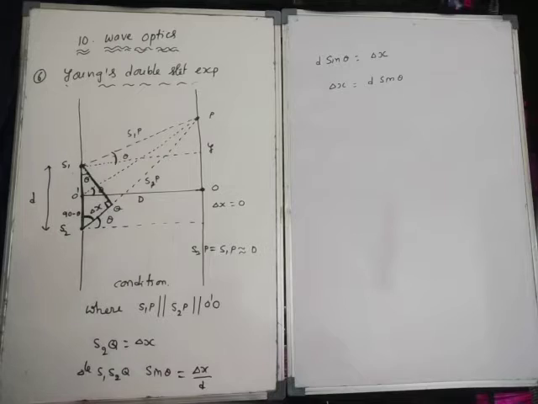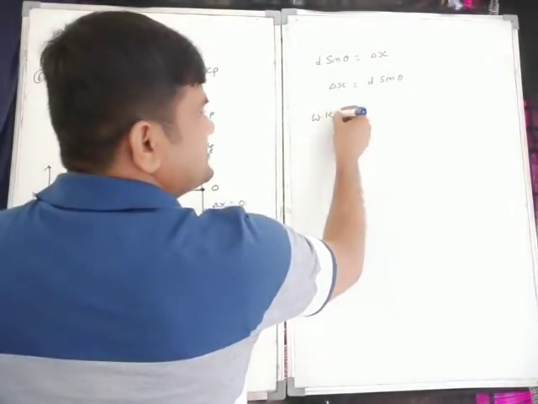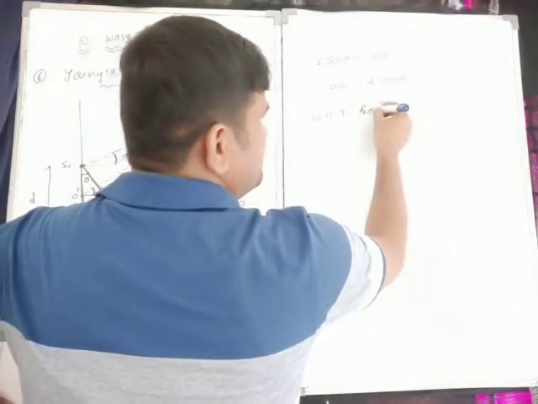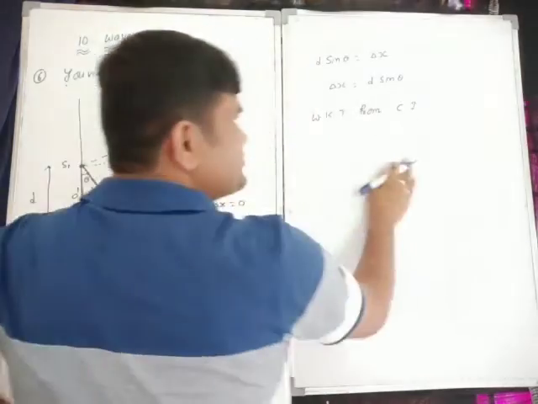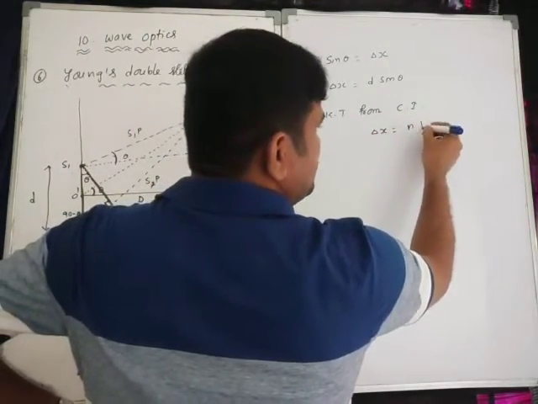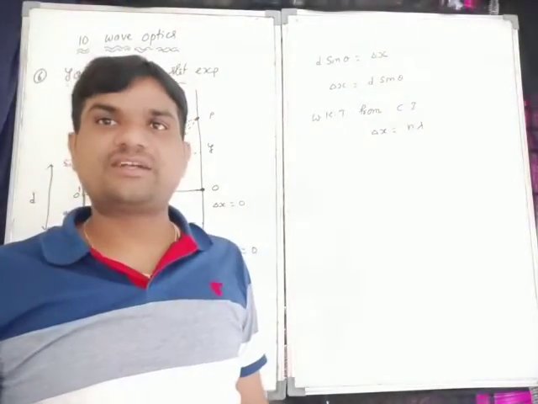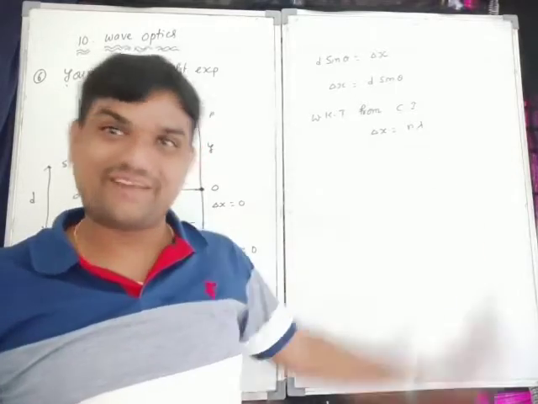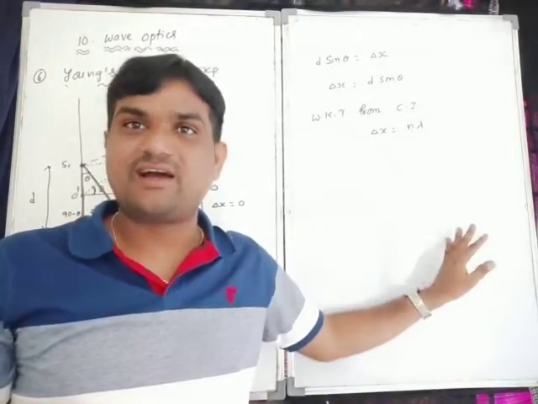d sin theta. Similarly, we know that from constructive interference, delta x is equal to n lambda. We want to consider constructive, so no need to derive beta.